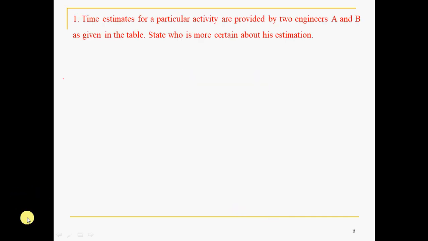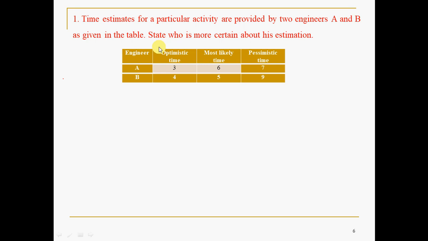Now let us take a simple numerical. Time estimates for a particular activity are provided by two engineers. Let us say you have two engineers with you, A and B. The time estimates to complete an activity or task are given in the table. State who is more consistent or certain about their time estimation. There are two engineers, A and B, with values 3, 6, 7, 4, 5, 9. What is the meaning of this? If you give the same activity to two engineers, optimistic, if everything goes well, it takes 3 hours time, let us say.